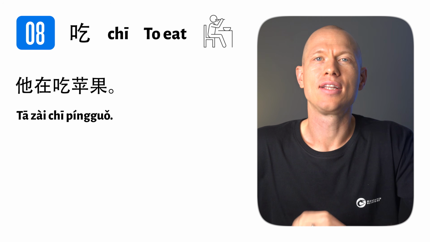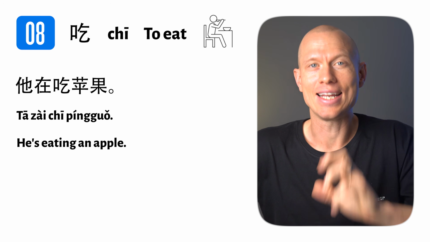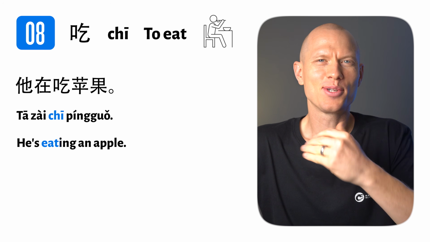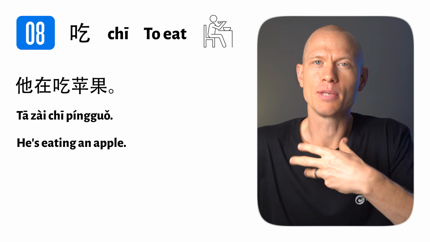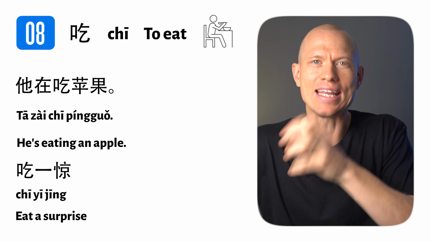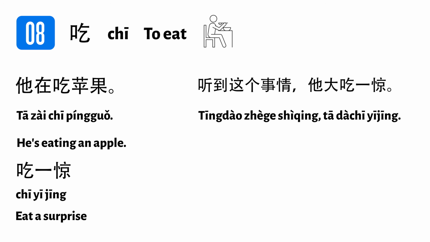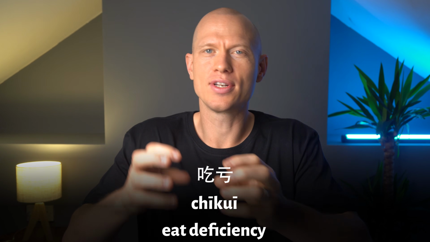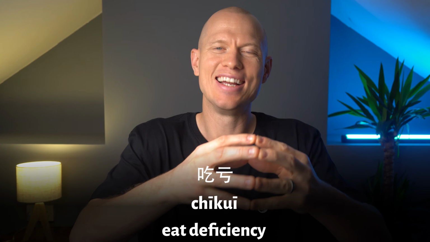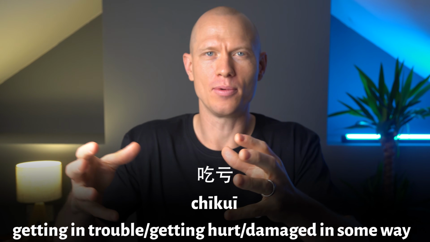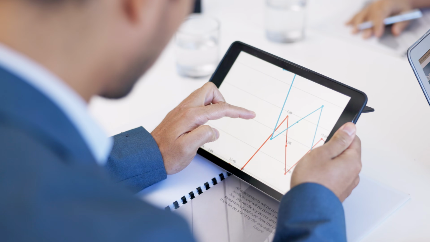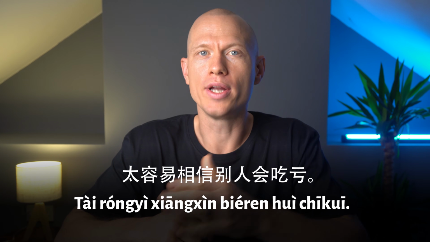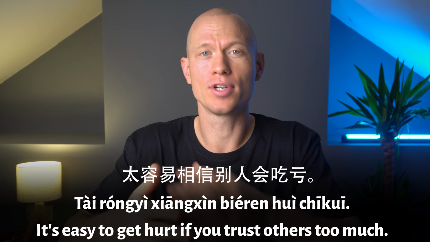Next up, 吃. 他在吃苹果. He is eating an apple. 吃 to eat is also used in the figurative sense a lot. For example, when you are surprised, Chinese people say 吃一惊, literally eat a surprise. 听到这个事情, 他大吃一惊. He was startled to hear the news. The word 吃亏, literally to eat a deficiency, is the word for getting in trouble or getting hurt or damaged in some way, usually financially or otherwise. 太容易相信别人会吃亏. It's easy to get hurt if you trust others too much.